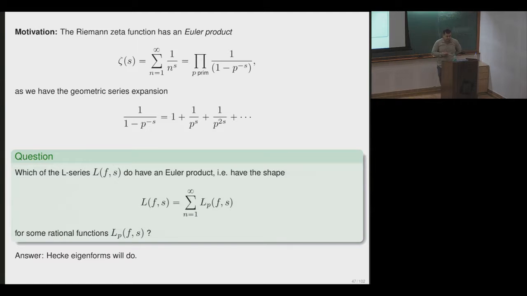And you can prove this just by multiplying this out and using this geometric series expansion. And so the natural question is, which of these L series attached to modular forms have an Euler product? By this we mean that we want to have that the L series can be written as a product over these local L factors.